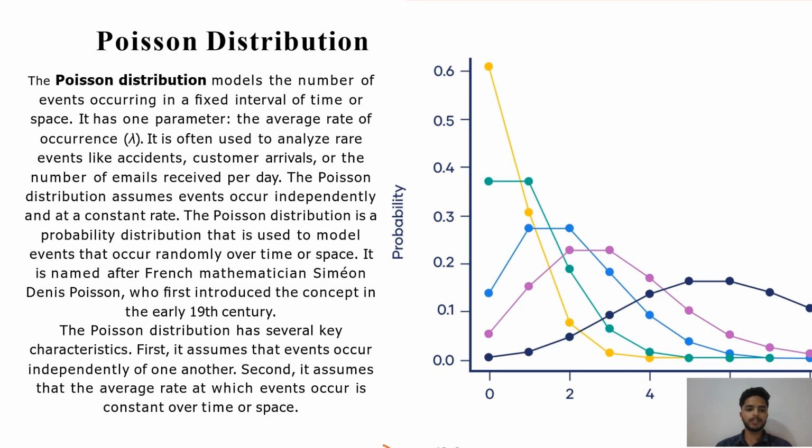The Poisson distribution is a probability distribution that is used to model events that occur randomly over time or space. It is named after the French mathematician Simon Denis Poisson, who first introduced the concept in the early 19th century. The Poisson distribution has several key characteristics. First, it assumes that events occur at an average rate that is constant over time or space.